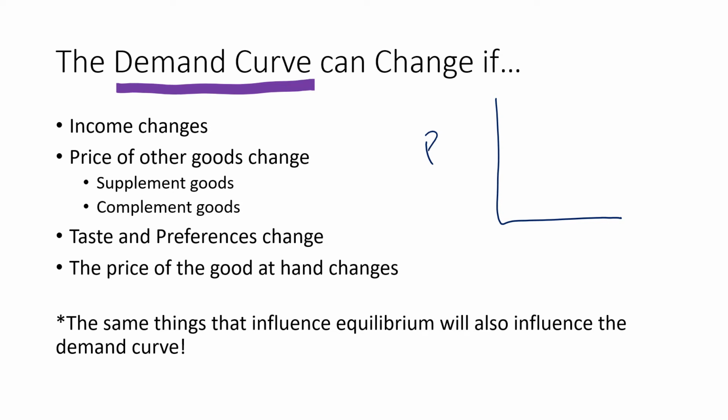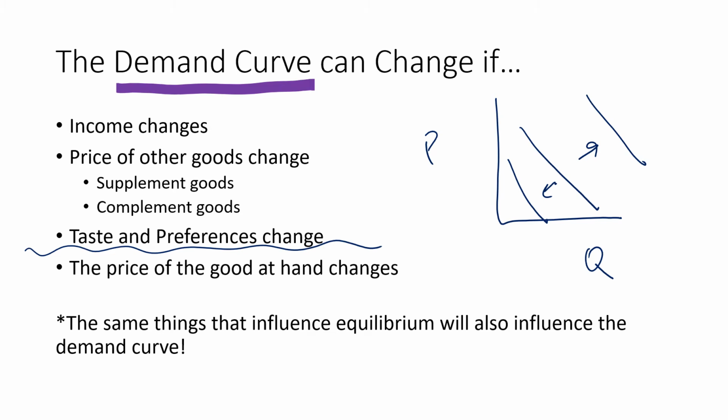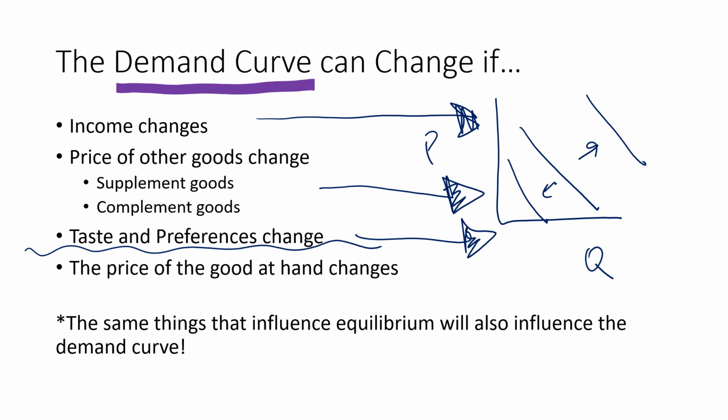Demand curve again is price and quantity. The demand curve can change, so it can shift to the right or it can shift to the left as a result of several things. So it can shift to the right or shift to the left if the income changes, if the price of other goods change, or if tastes and preferences change. We're going to leave this one out for now because that actually causes a different change.